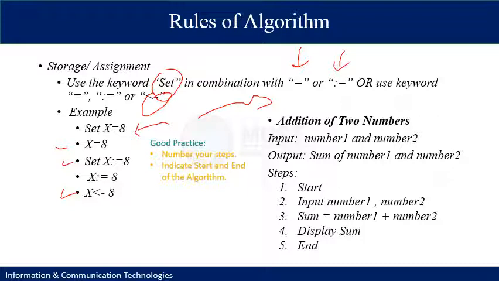As you can see, we want to input some number 1 and number 2 and output the sum. In the first step we say start the algorithm. In the second step we input number 1 and number 2. In the third step we calculate the sum of the entered numbers, and then we display the sum calculated and end the algorithm.